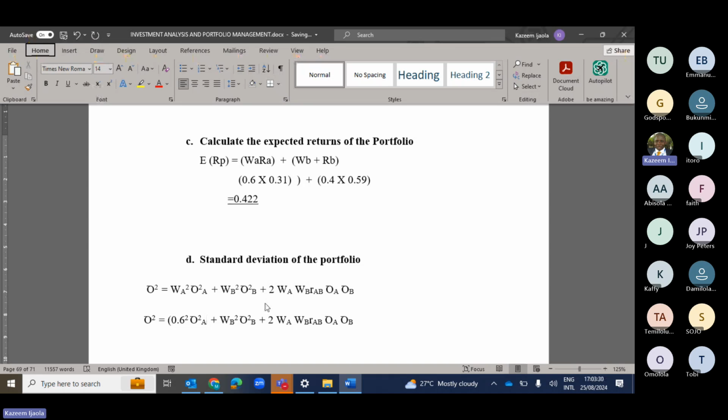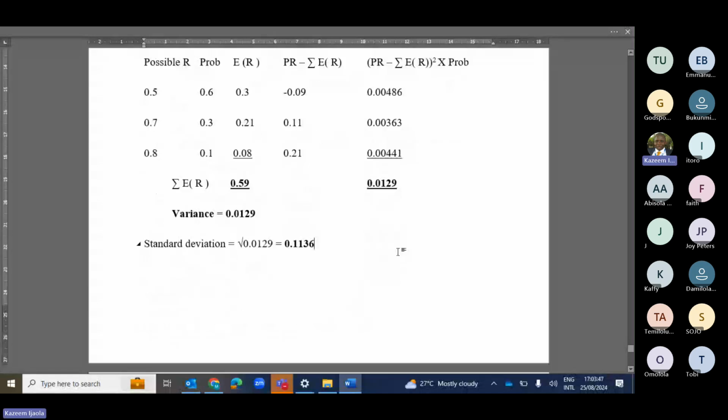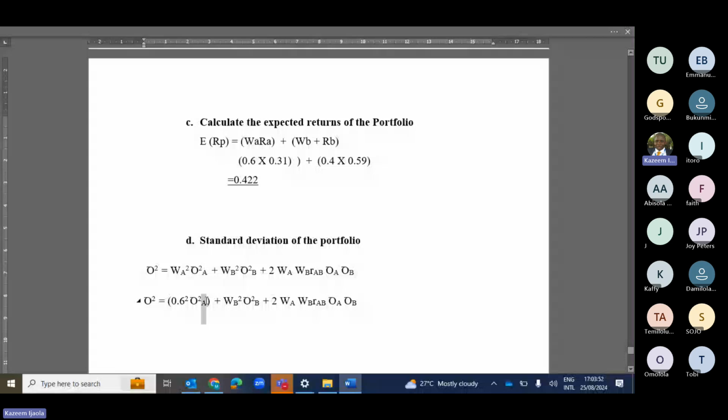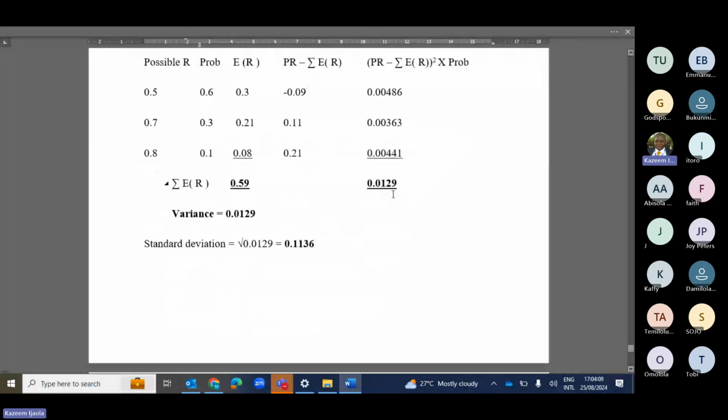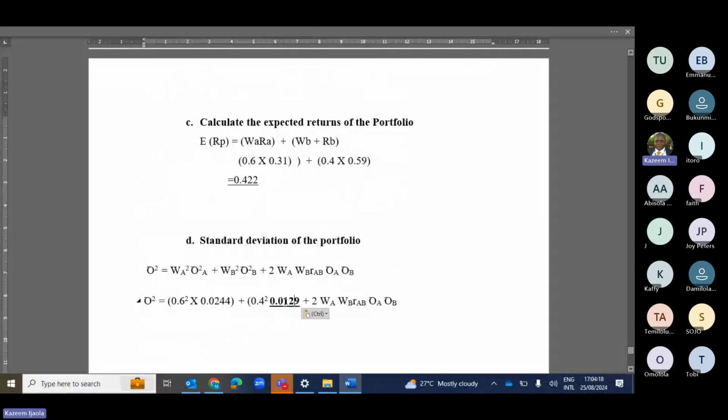So what is the variance for asset A? The variance for asset A is 0.0244. That is without the square. Okay, please don't let us miss that. So this one now, multiply by this. Then plus weight of B. What is weight of B? 0.4 squared, multiplied by the variance for B. What is the variance for asset B? This is the variance before you square root it to get the deviation. So your variance for asset B is this. So you put it here. Okay, so this is the variance for asset B.